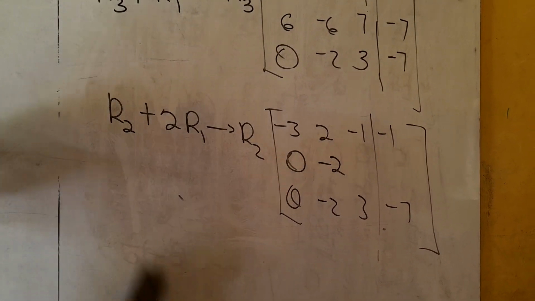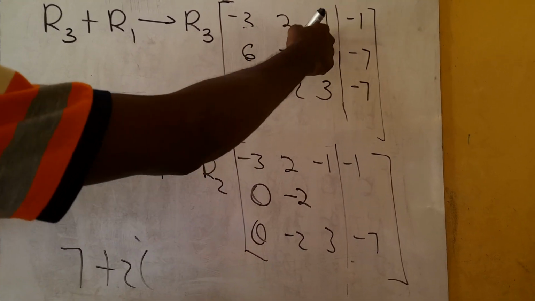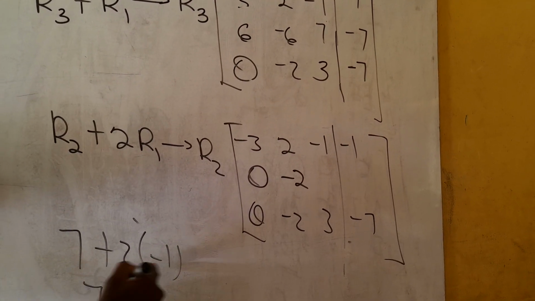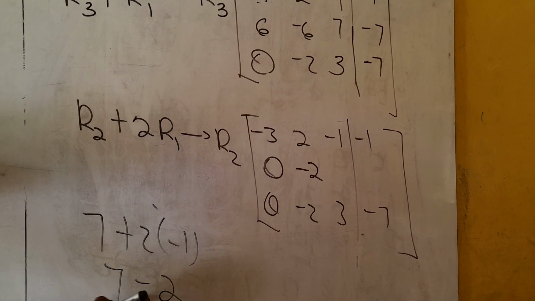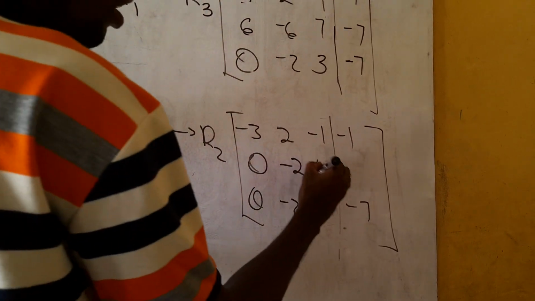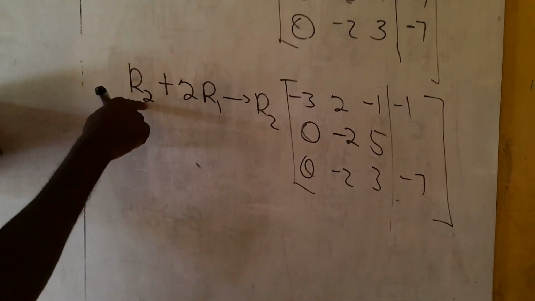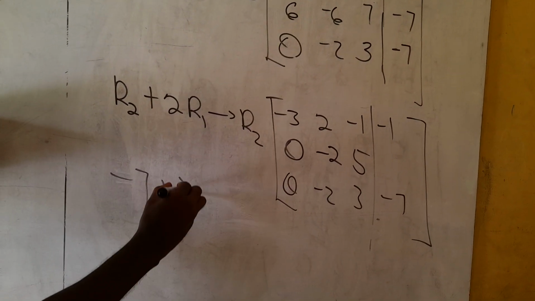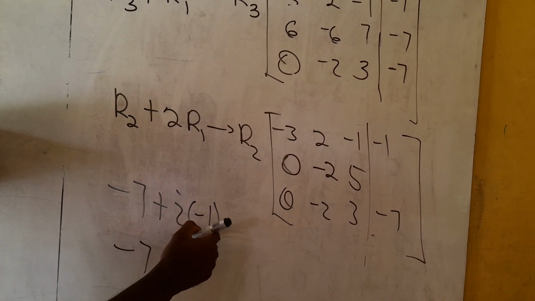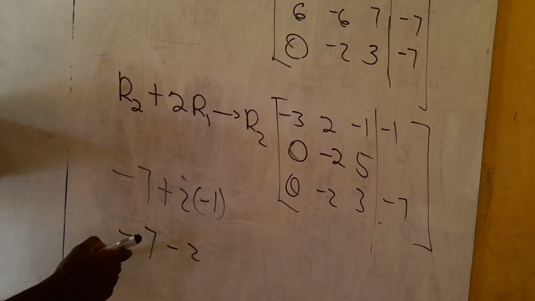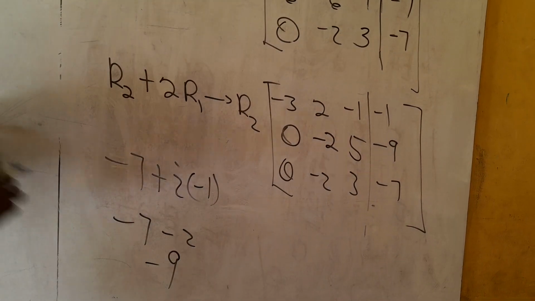Then the next one is this and this. 7 plus, what's my R1 there? Negative 1. 2 times negative 1 will be negative 2. 7 minus 2 will be 5. I'll write my 5 there. Then this and that. R2 there is negative 7. So negative 7 plus 2 times negative 1. 2 times negative 1 will be negative 2. Then negative 7 minus 2 will be negative 9. Then I'll write my negative 9 there.